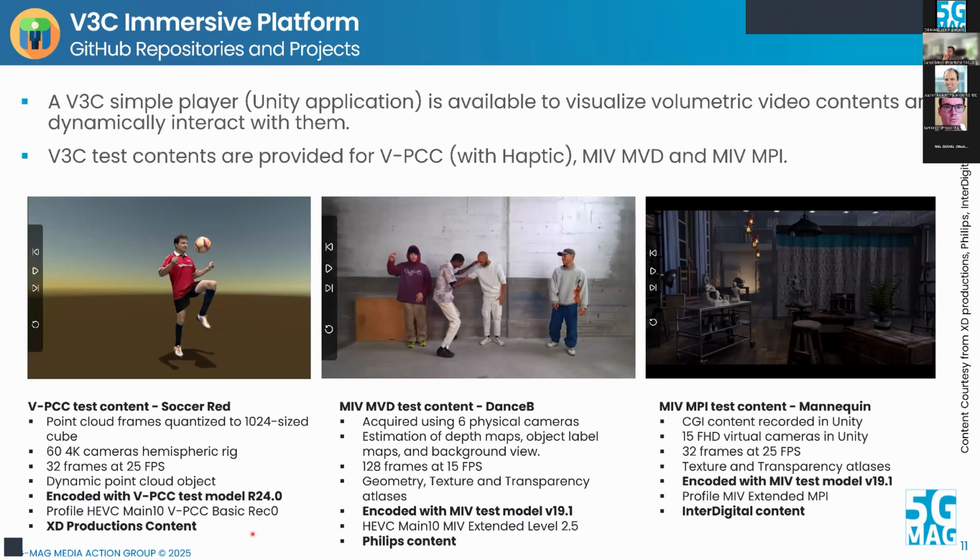In the content we currently have 3 clips, one for each flavor. Not sure if it plays here. I think this is not a video, but we have one point cloud sequence, one multi-view plus depth sequence, and one multi-plane image sequence in V3C. So this is available for 5G Mac members. Currently in early access, it will be public. I will not mention all the details of the content, but it has been demonstrated many times before.